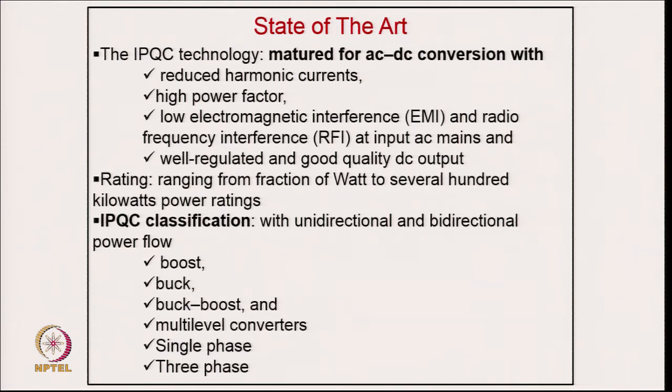Coming to state of the art, the improved power quality converter technology is matured for AC/DC conversion with reduced harmonic currents, high power factor, low electromagnetic interference and radio frequency interference at the input mains, and well regulated, good quality DC output, with ratings ranging from a fraction of a watt to several hundred kilowatts. The improved power quality converters are classified into different categories. A typical classification is unidirectional and bidirectional power flow, like boost converters, buck boost converters, multi-level converters. Another classification can be based on supply, like single phase and three phase.